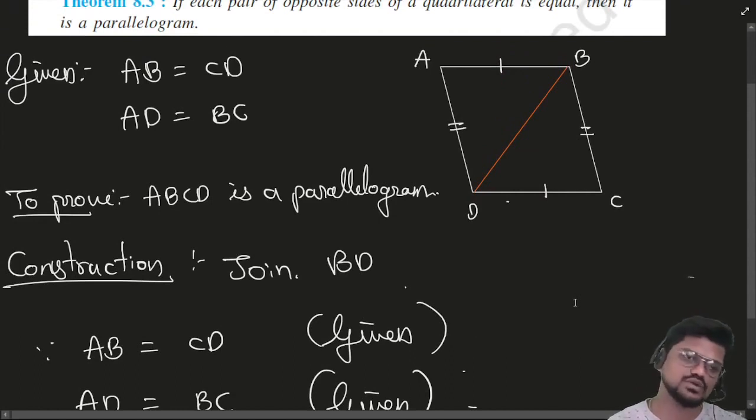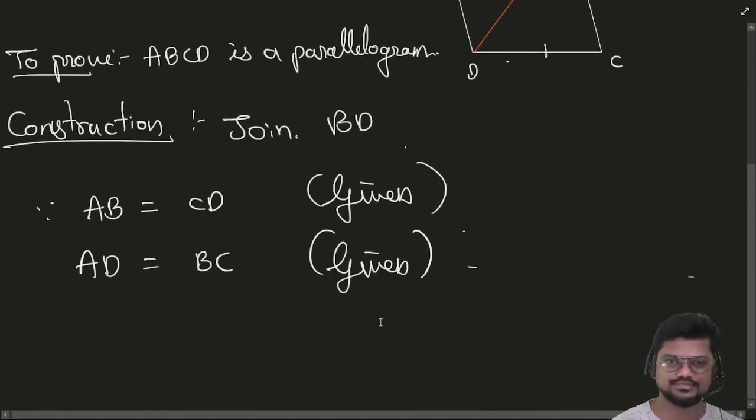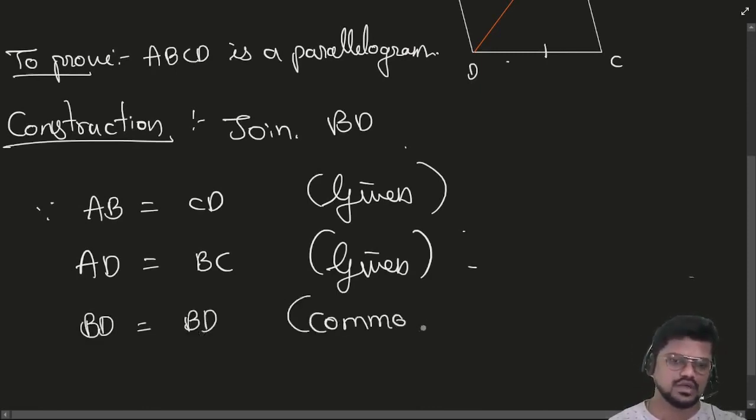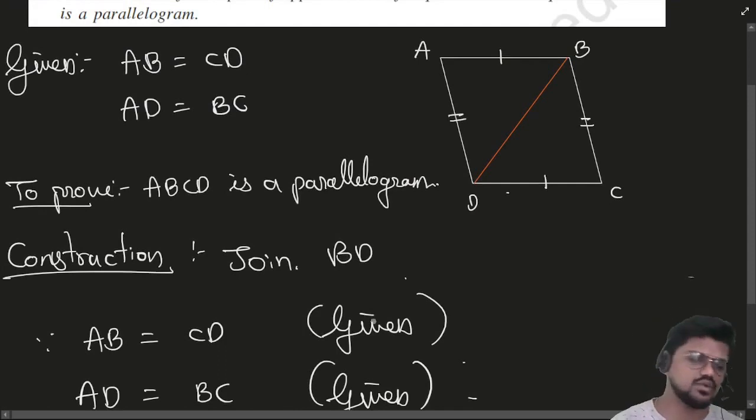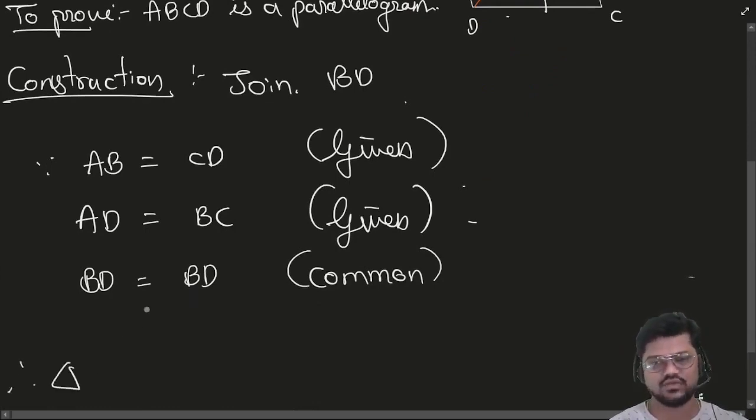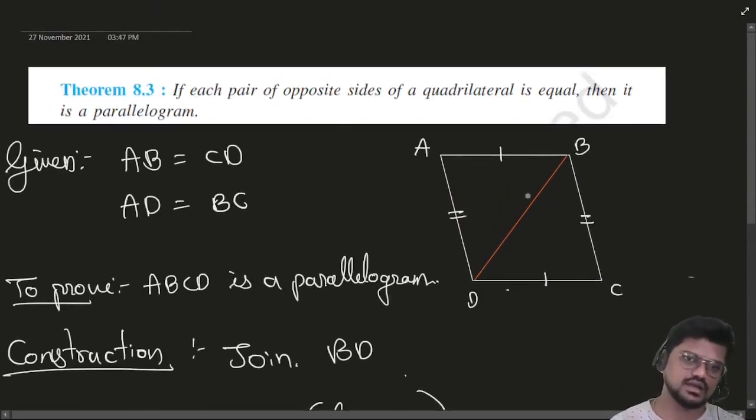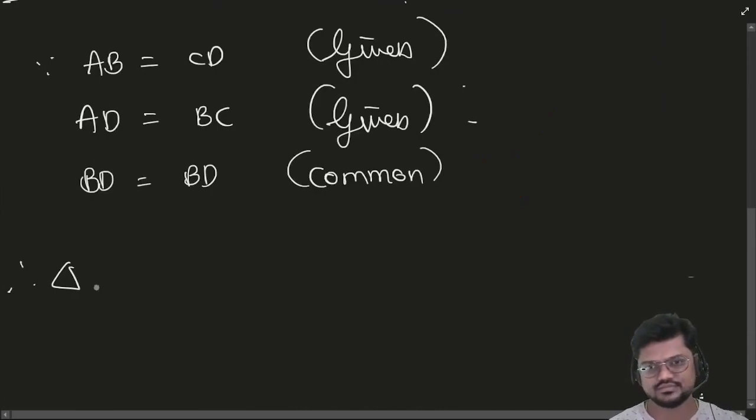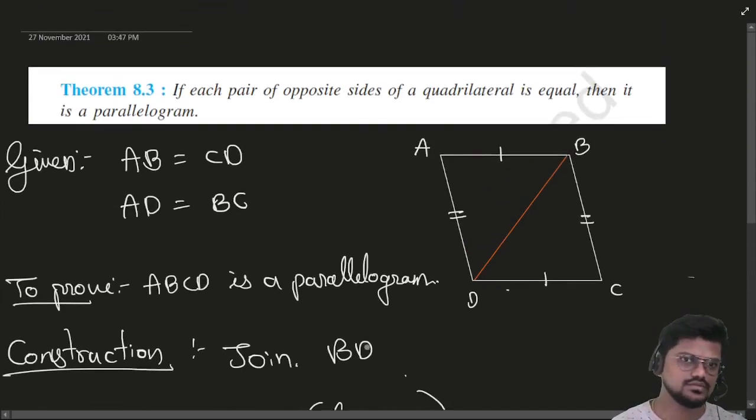Also, we know that BD equals BD. Why? Because they both are common. Now over here, all the corresponding sides of the two triangles are equal. Then what can we say about the two triangles? Congruent. Exactly. Triangle ABD is congruent to triangle CDB.